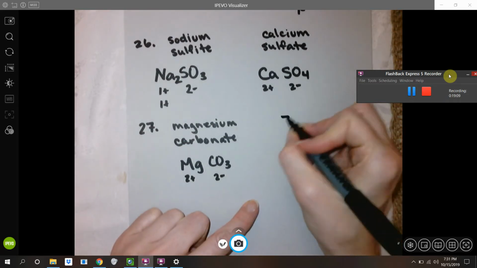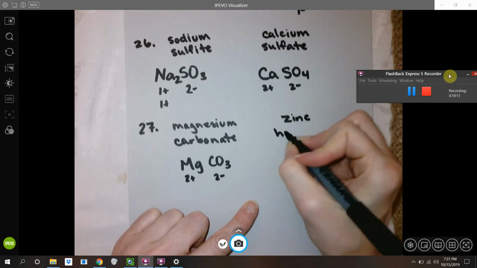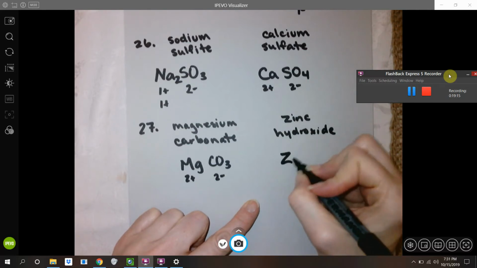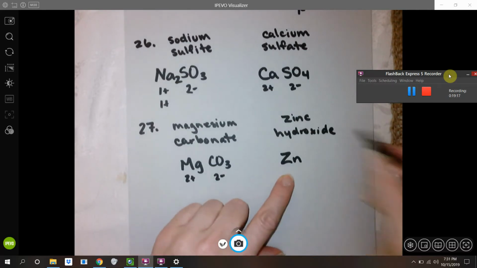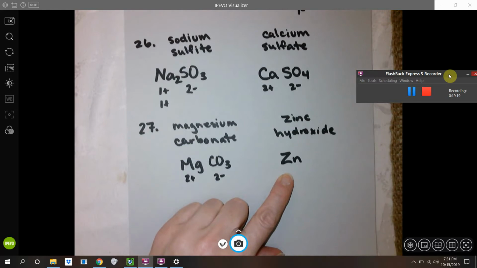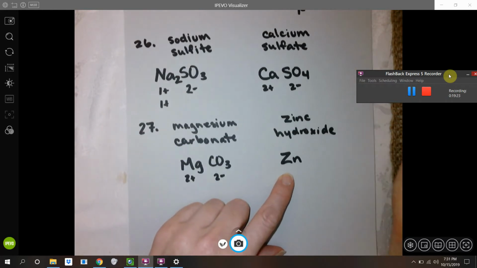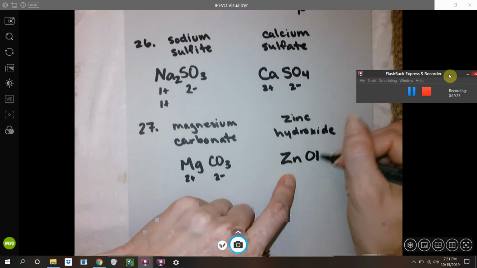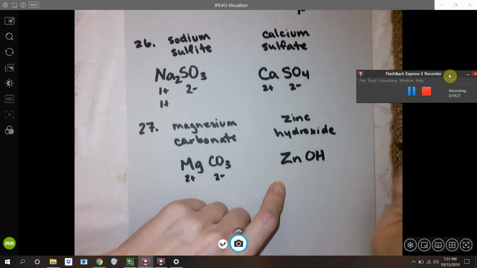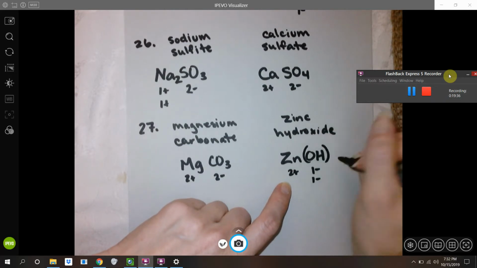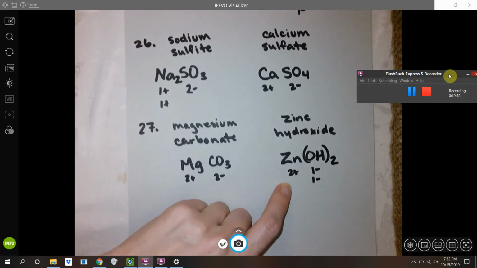Zinc hydroxide. Zinc is Zn. Hydroxide, don't get confused. It is not oxygen. It is not hydrogen. It is not on the periodic table. Hydroxide is a polyatomic ion that is OH. Zinc, I believe, is 2 plus. And so OH is 1 minus, and we'll need 2 of them to balance out that 2 plus. So Zn(OH)2.